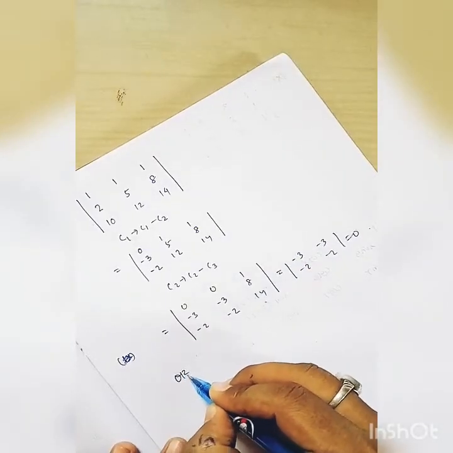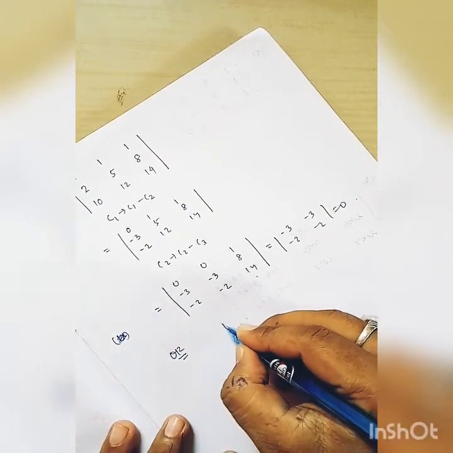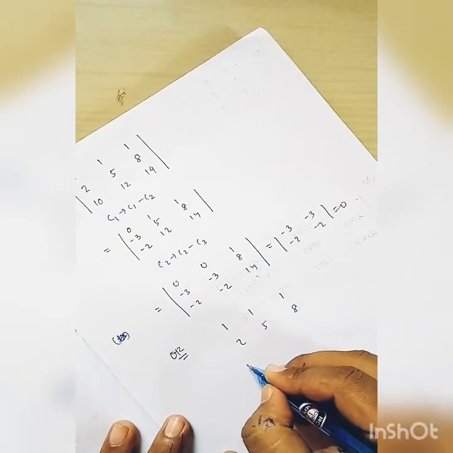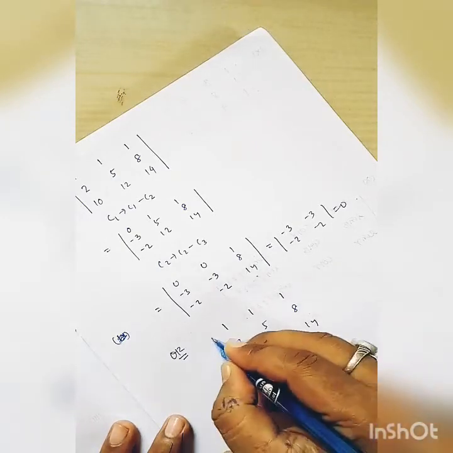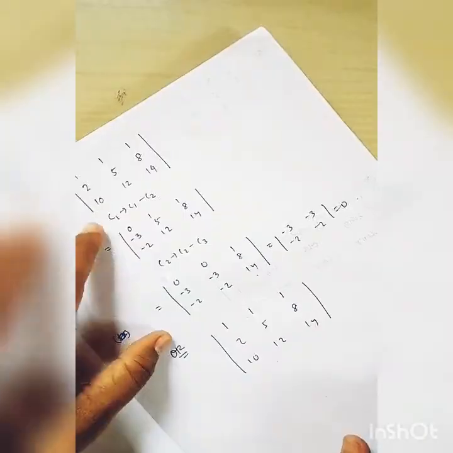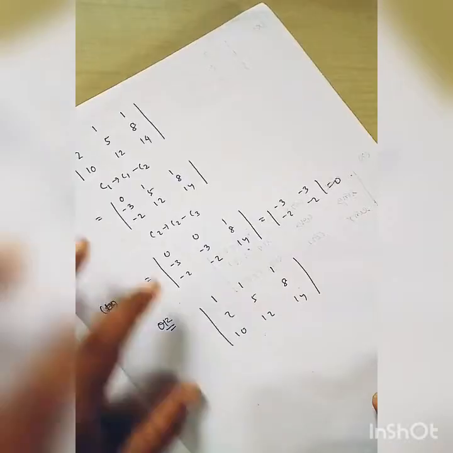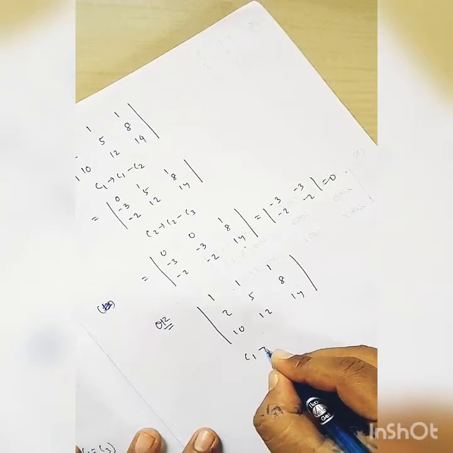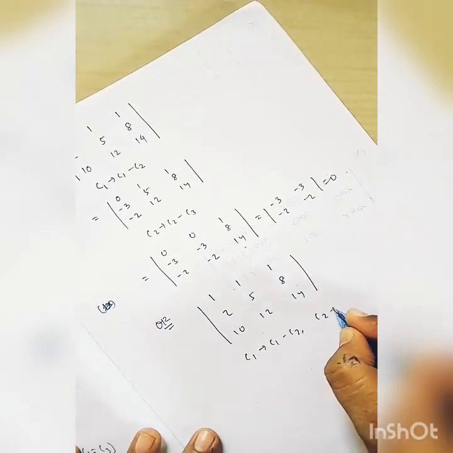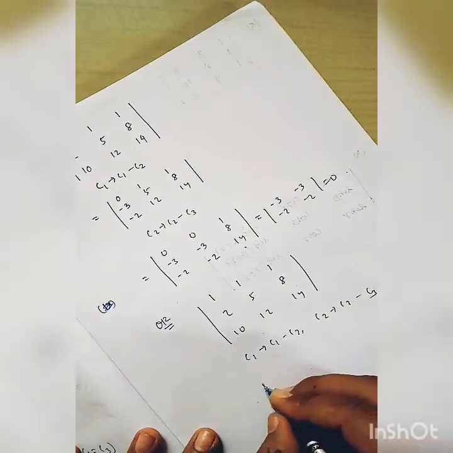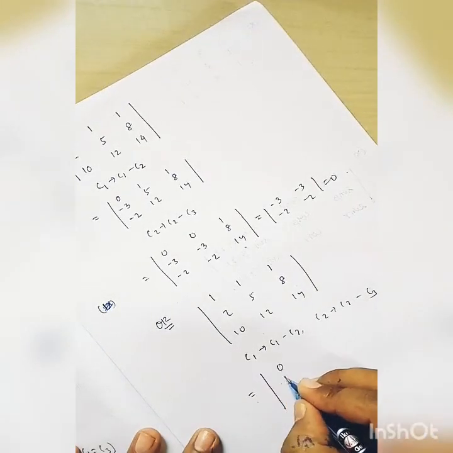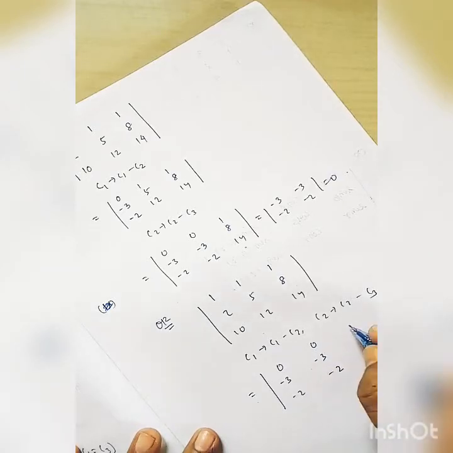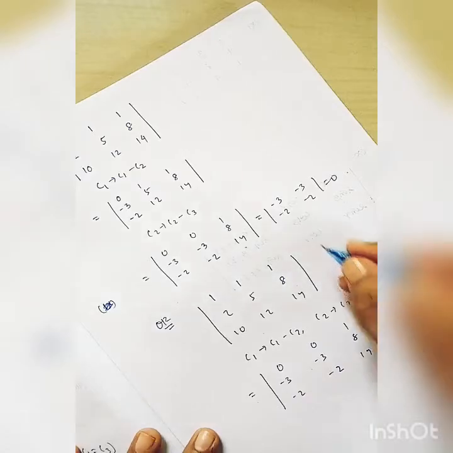Or we can write 1, 1, 1, 2, 5, 8, 10, 12, 14. We can use these two properties in one step, that is column 1 replaced by column 1 minus column 2, and column 2 replaced by column 2 minus column 3. That gives 0, minus 3, minus 2, 0, minus 3, minus 2, 1, 8, 14. Again we get this.